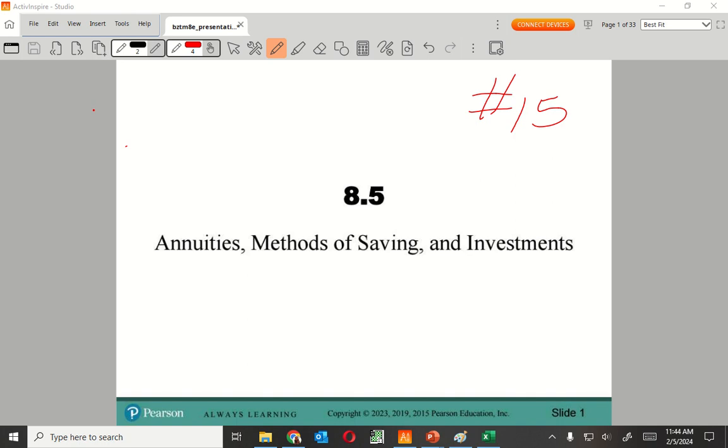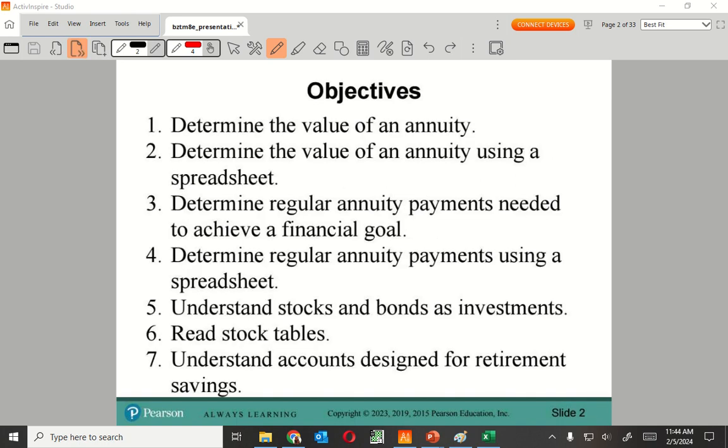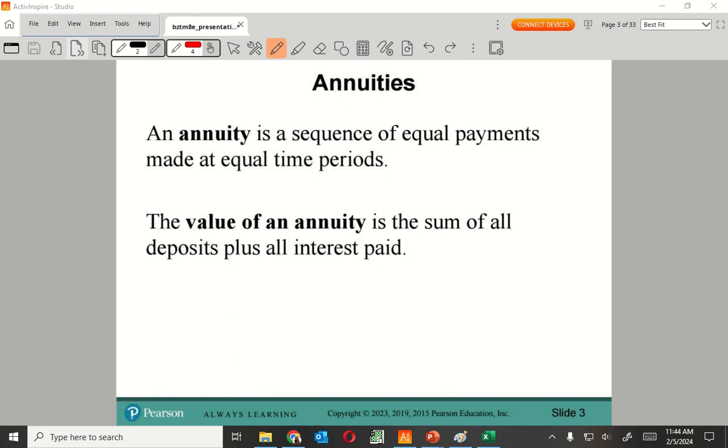So everything else is almost exactly the same when we put it into NumWorks. An annuity is a sequence of equal payments made at equal time periods. Okay, we're just basically making payments, right? So instead of making payments towards paying off something you purchased, this is going to be an annuity you're going to pay yourself in your own account. The value of an annuity is the sum of its deposits plus interest paid.